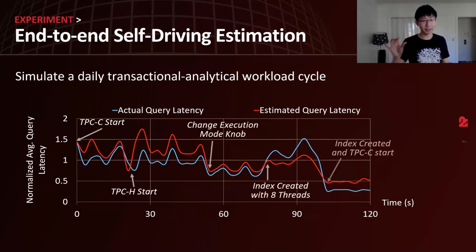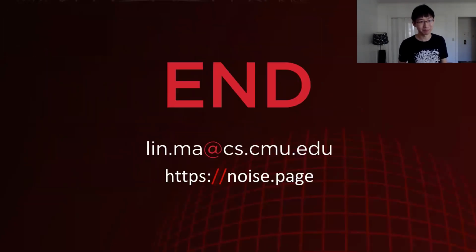Later on, the self-driving database applies actions to optimize query latency, such as changing a knob for TPC-H and building an index for TPC-C. We can see that MB2 successfully predicts how those actions improve the query latency, how long those actions take, as well as how much cost those actions may introduce, such as competing for resources with queries and slowing them down. We believe all this information is the foundation for a self-driving database to choose appropriate actions automatically.